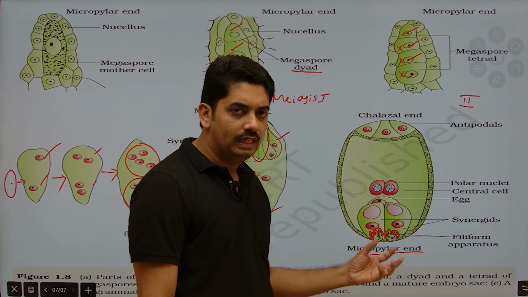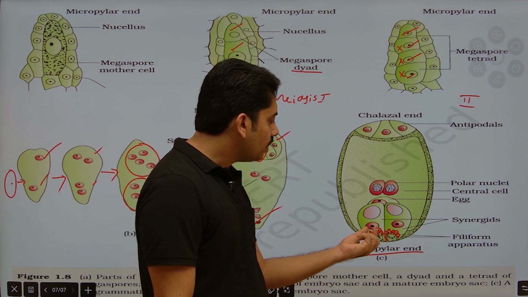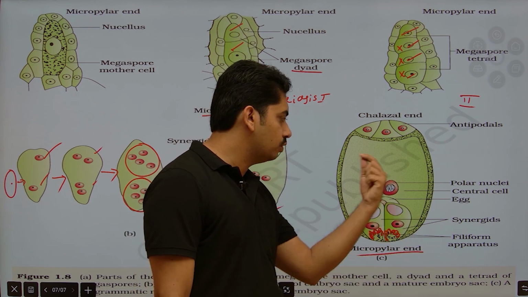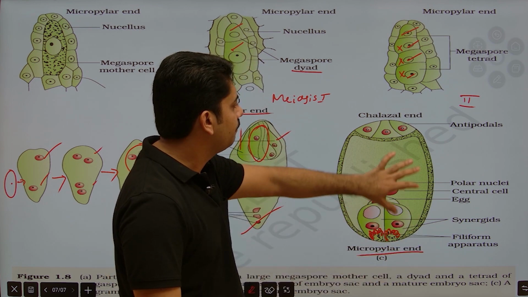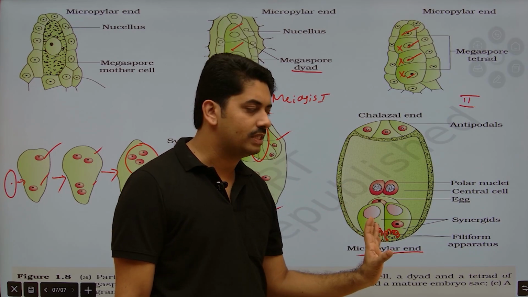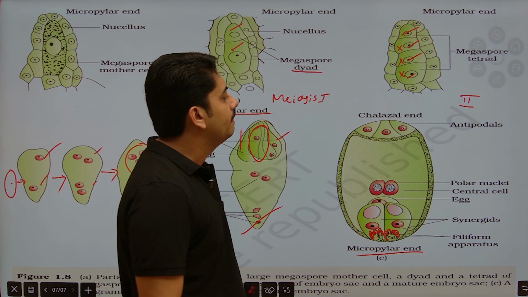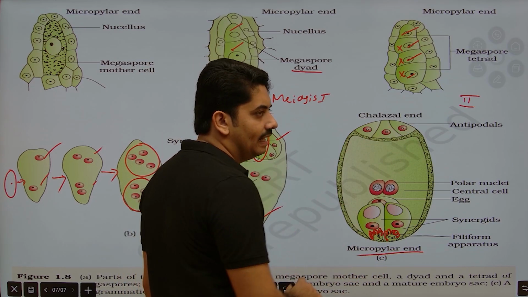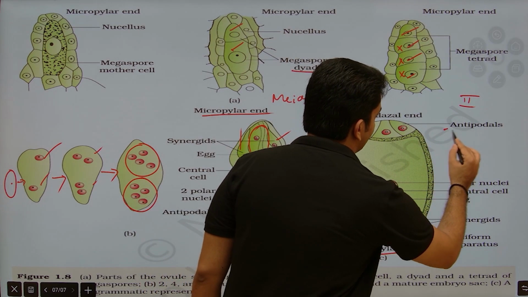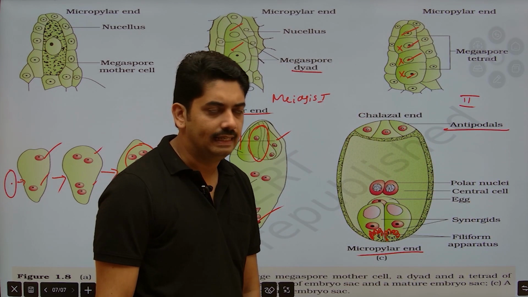Now, of the male nucleus, male gametes, one will fuse with the egg, another will fuse with the polar nuclei. Now if you look at this complete embryo sac, what you can see, there are 3 cells at the chalazal end and they are called antipodal cells. Their functions are not clear.